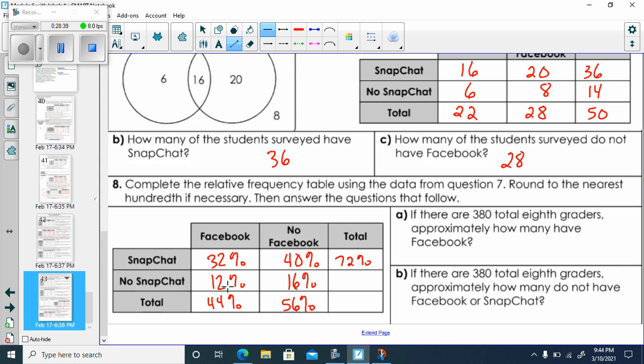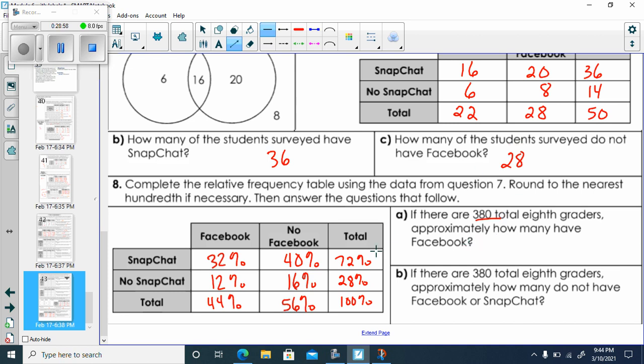What percent has no Snapchat? Let's see, that would be 28%. That should add up to 100 if you do that. Yep, adds up to 100%. So does this, okay? If there are 380 total 8th graders, approximately how many have Facebook?